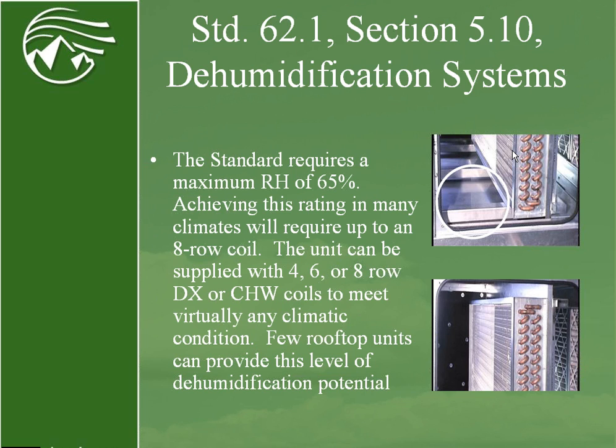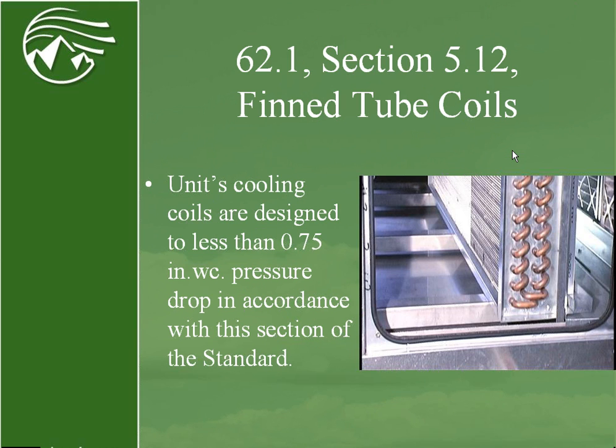The dehumidification of the system. If you look at a standard rooftop system, they'd have to have up to an 8-row coil to be able to dehumidify a system. 62.1 requires a maximum of a 65% relative humidity rate. And like I said, this unit is just a 4, 6, or 8-row coil. The extra chill water can actually meet and keep below that 65%. So that's something that very few rooftops can even do with a 4 or 6-row coil.